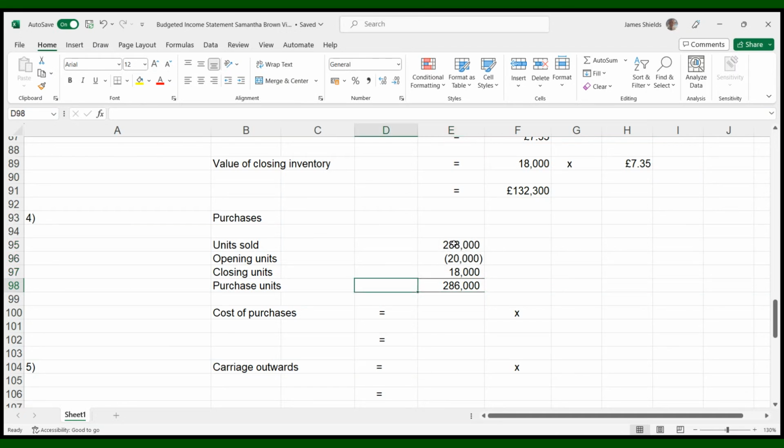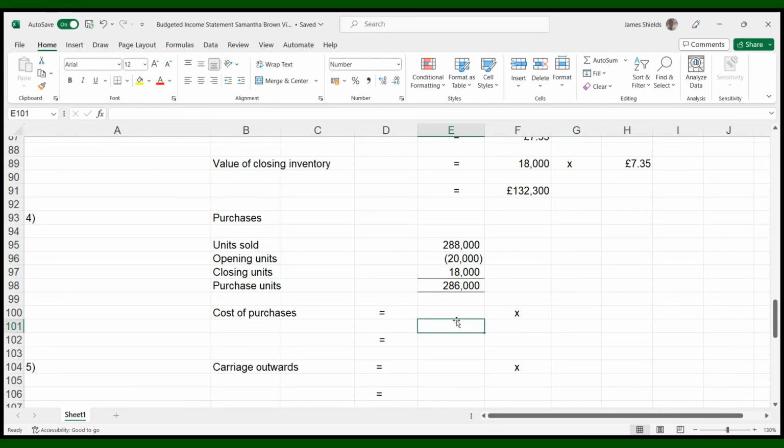So we started off with needing to sell 288,000. So we needed those units. We had opening units of 20,000, so we didn't need to buy them. But we need the closing units of 18,000, so we need to buy them. So combined together, that gives us 286,000 units.